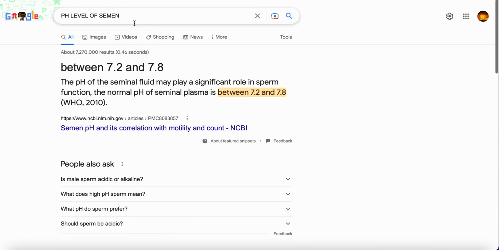I looked up the pH level of semen, which is between 7.2 and 7.8. Keep in mind the balance is 7. The pH of the seminal fluid may play a significant role in sperm function. A normal pH of seminal plasma is between 7.2 and 7.8. I actually want to find out what pH means.